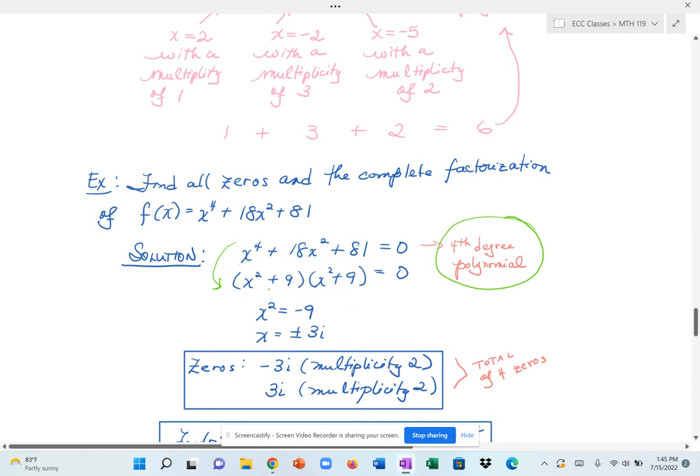So if I solve one of them, I use again the square root method. I get x squared equals -9. So x is equal to plus or minus 3i. So if I were to solve this one, I would get the same result. That means that I have 2 unique zeros, -3i and +3i, but because this factor would have given me the same answer, each one has a multiplicity of 2. So the total number of zeros when you count the multiplicities is 4, the same number as the degree.